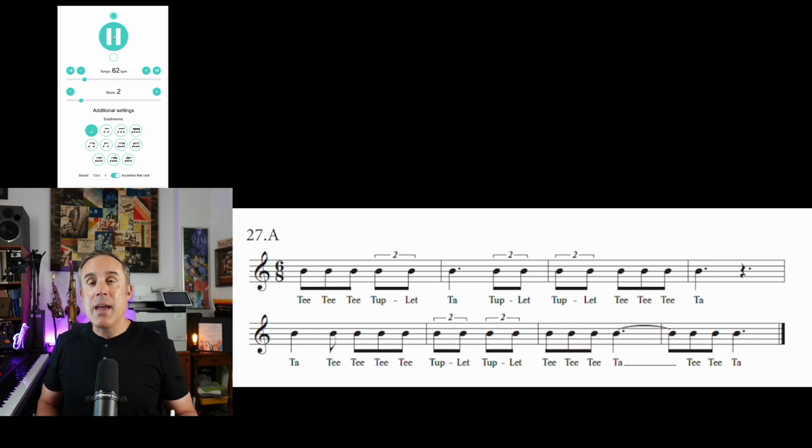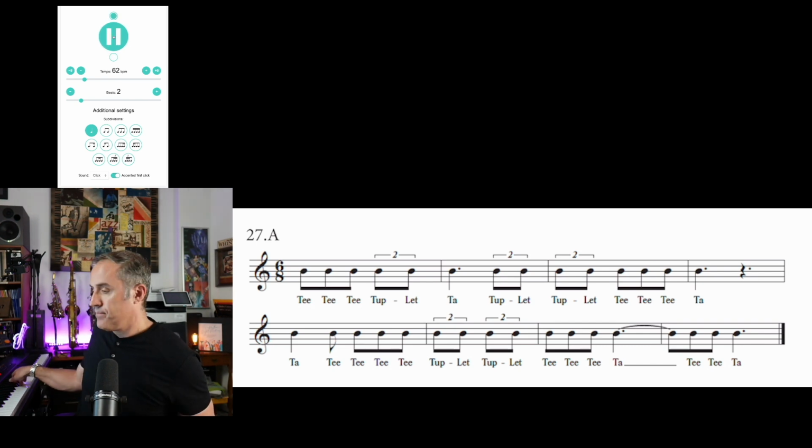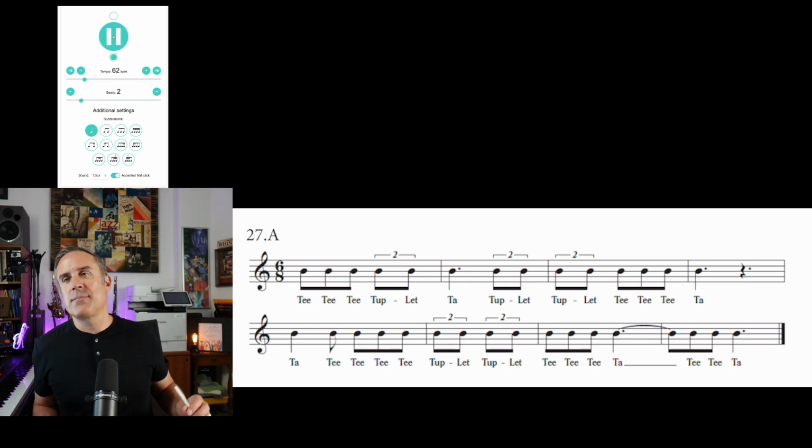There it is. Here's my G3. That's what I'll be singing it on. I'll give us a 2-measure count off. Here we go.